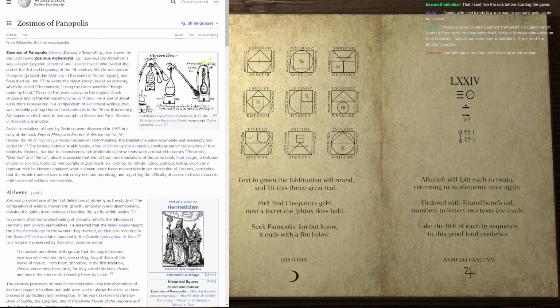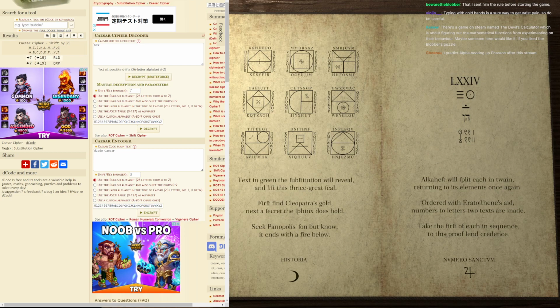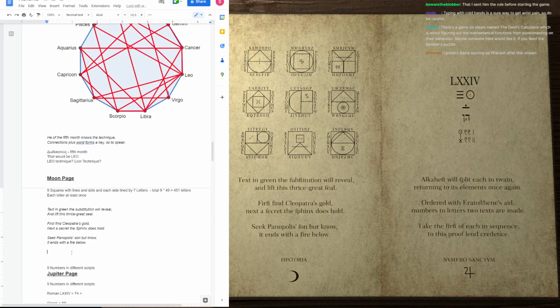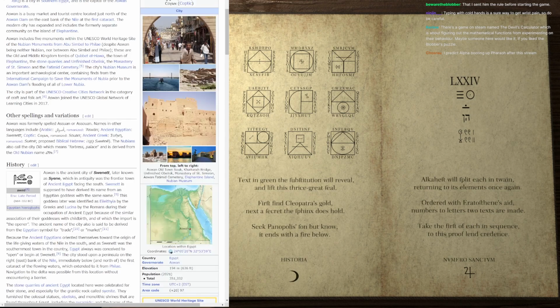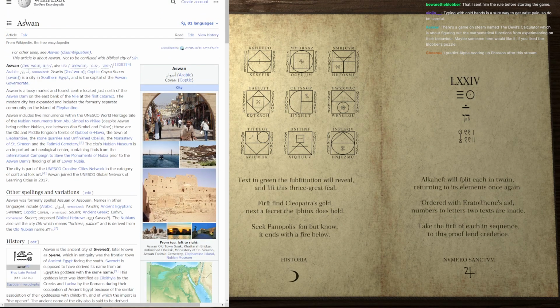Okay, so Zosimos, what did you do, Zosimos? Zosimos is indeed a 7-letter word. That's already a pretty good sign. Zosimos. Let's just write this here. Zosimos. Okay, next we need Cleopatra's gold.